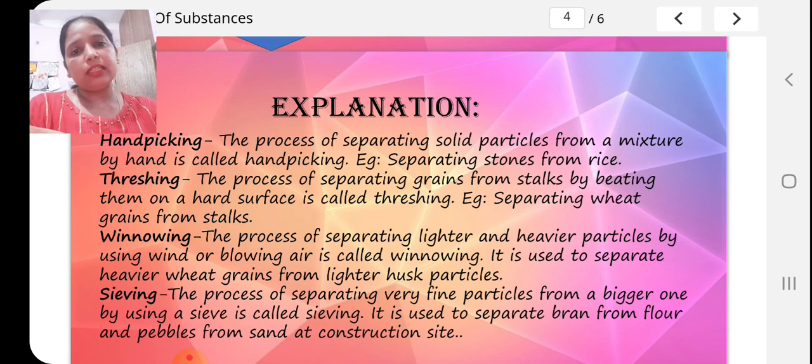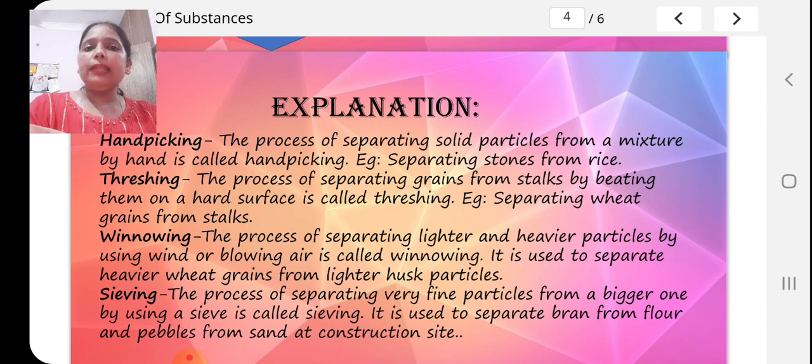Now the next method is sieving. This method is also usually used at your homes. The process of separating very fine particles from a bigger one by using a sieve is called sieving. It is used to separate bran from flour and the pebbles from the sand at the construction site.